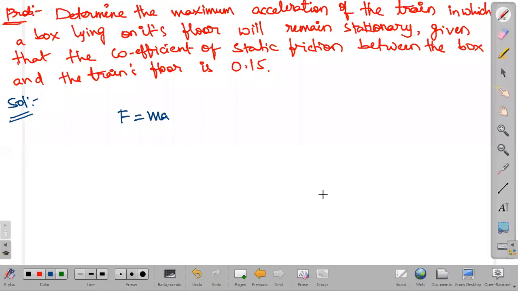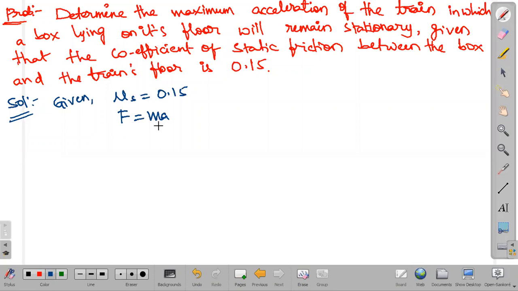Right. So in the given problem, what is there? A box is there in a train, and the frictional coefficient between the box and the floor of the train is 0.15. So what is the given value? Given, mu s is equal to 0.15. It is a constant value only. It won't have units. Frictional coefficient won't have any units.